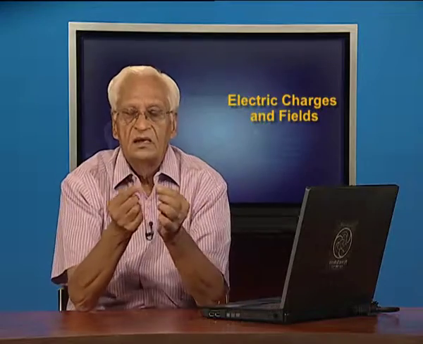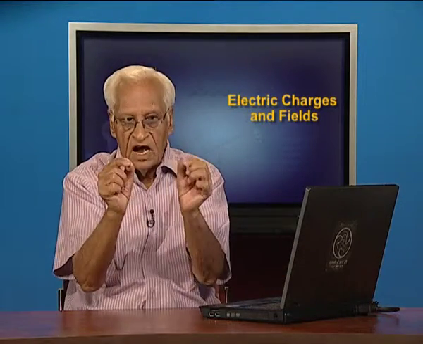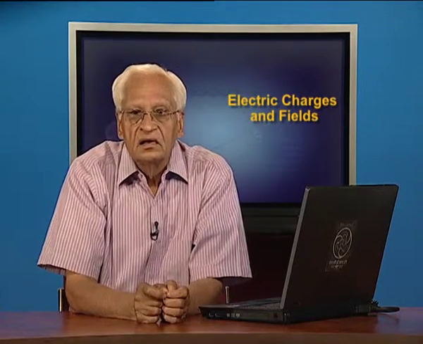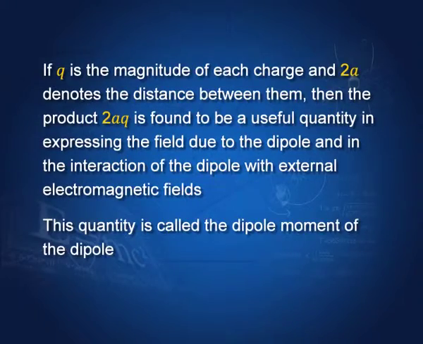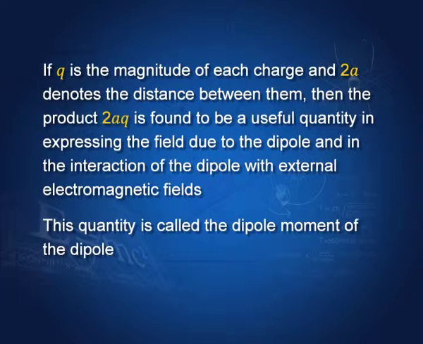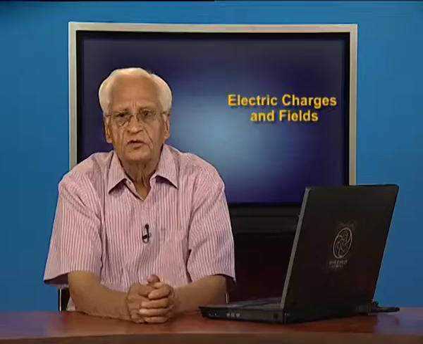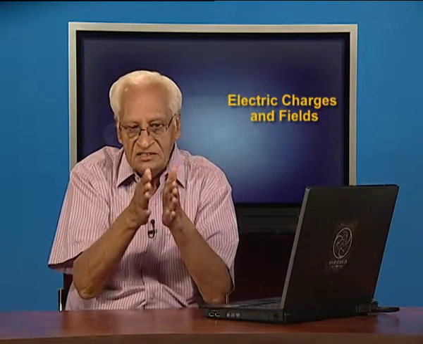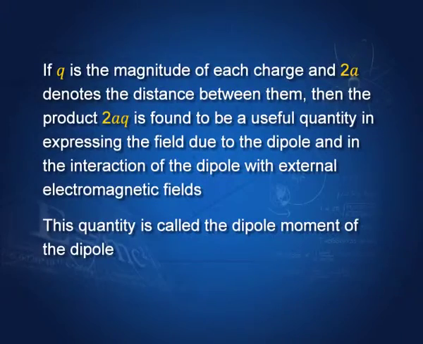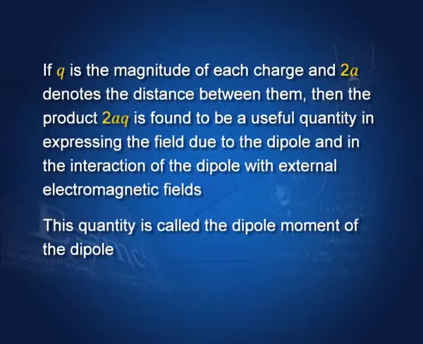The product of the magnitude of the charge and the distance between these two charges is called the dipole moment. The distance between the two we denote by 2a. We shall find that 2a is very convenient. So, the distance is 2a, q is the charge, and therefore, 2aq is the dipole moment. Why is this 2aq important? We shall see that if we study the interaction of the dipole with other fields, then this quantity appears everywhere, 2aq, and that is why it is important, and it is called dipole moment.